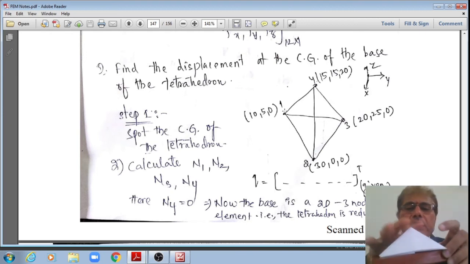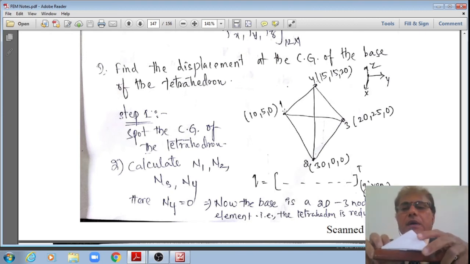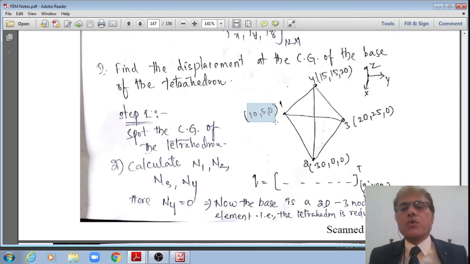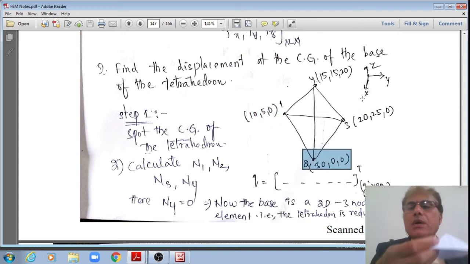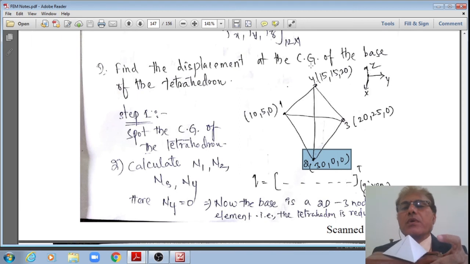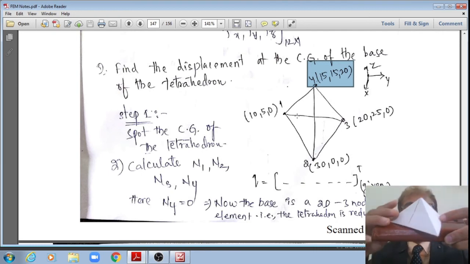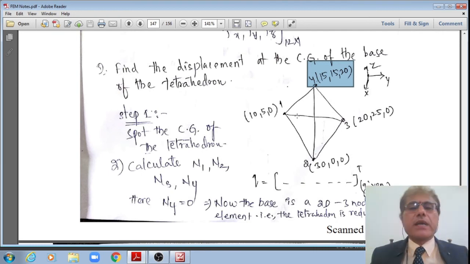Now let us see this. Here a tetrahedron is given, where the base is 1 2 3 and the apex point is 4. All the coordinates are given: node 1 is 10 5 0, node 2 is 30 0 0, node 3 is 20 25 0, and node 4 is 15 15 20 respectively along the xyz coordinate system. Just a 3D 4-node tetrahedron is given. All these dimensions are in mm.